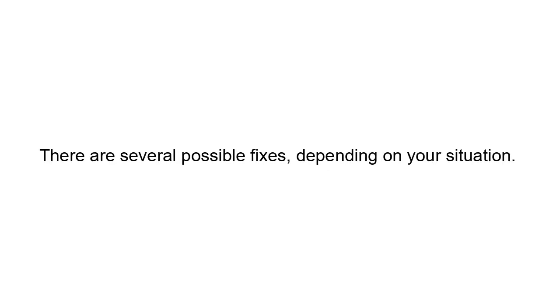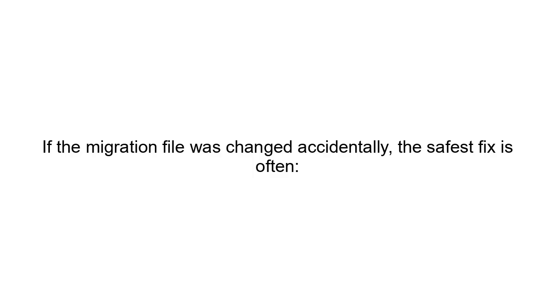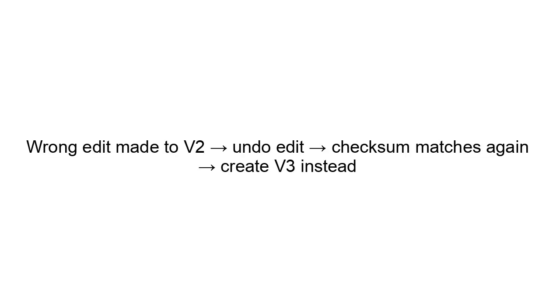Common fix options. There are several possible fixes depending on your situation. Fix option 1. Revert the migration file back. If the migration file was changed accidentally, the safest fix is often to restore the original file content, keep the checksum matching, and create a new migration for any further changes. Example concept. Wrong edit made to V2, undo the edit, the checksum matches again, then create V3 instead. This is usually the best solution.